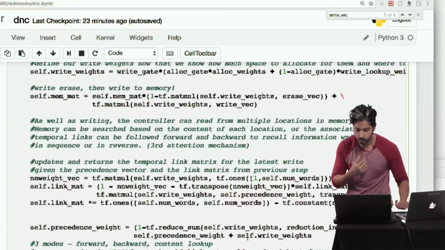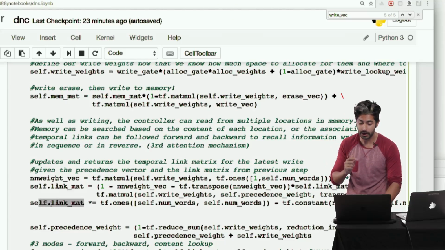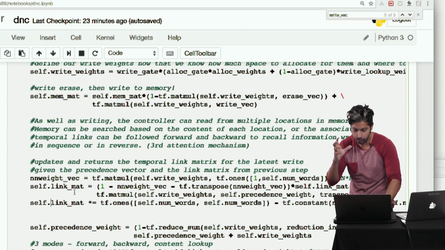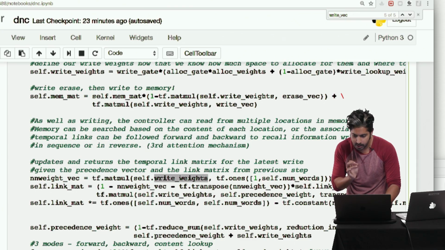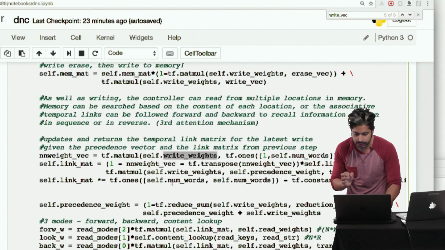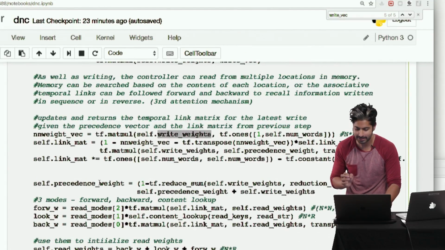Okay, so we'll define our link matrix, which is those sets of arrows, that third big matrix I talked about, using the weight vector that we define here using our write weights. Okay, and so then we'll use the link matrix and our write weights to define our precedence weight.